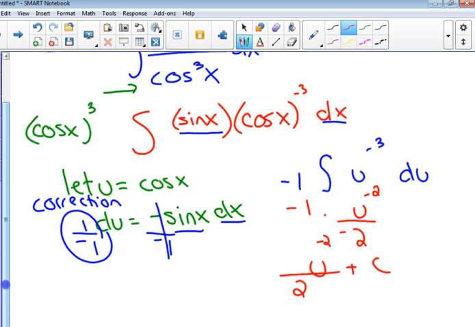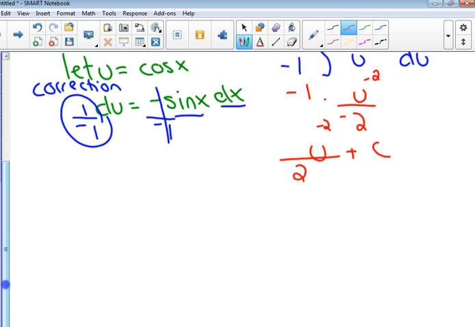And our last step is going to be plugging it back in. So we got cos x. Wait, would you do the -1 times only the u to the -2 over -2, or do you multiply that times c also? Times just the function part, not anything with c. C is just at the end.